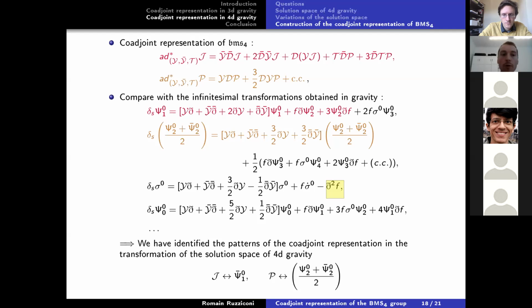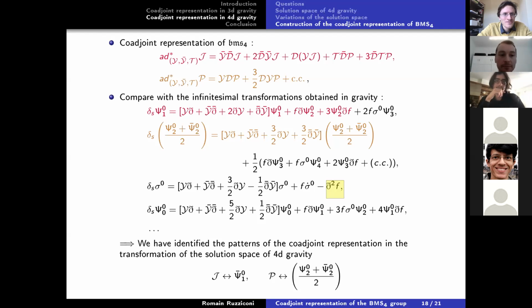So that's why we cannot really isolate a subsector of the solution space, but more some patterns in the transformation of the solution space. We cannot isolate, if you want, a subsector in the solution space that transforms in itself in the quadrant representation. It will couple to other things, for example, with this asymptotic shear.